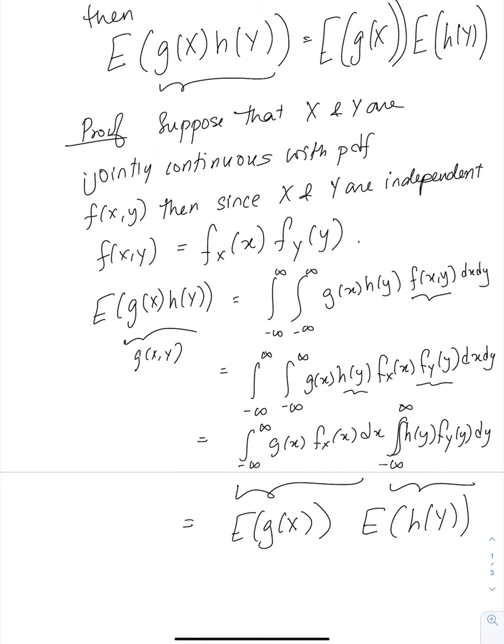In the discrete case, you have the same thing. You have a double sum. You can write down the probability mass function as a product of the probability mass functions and take one out of the inside summation and so on and prove exactly the same result.